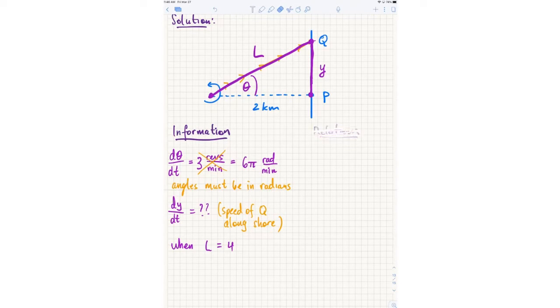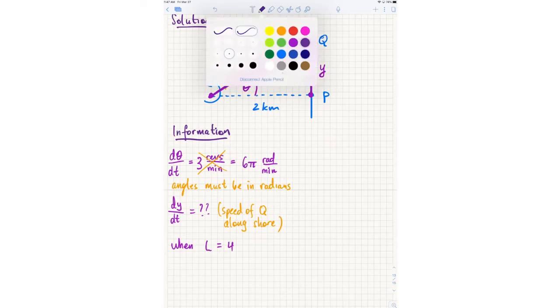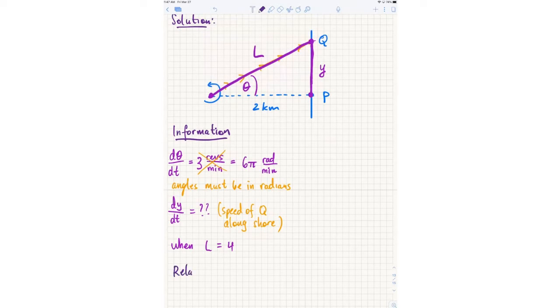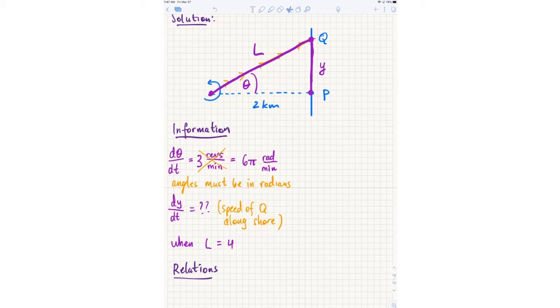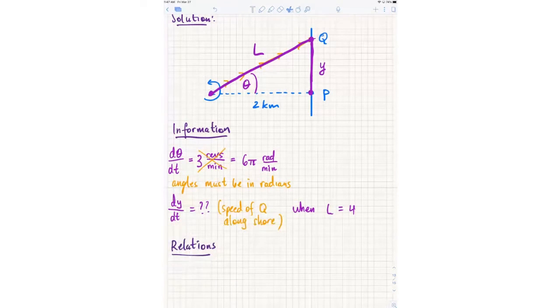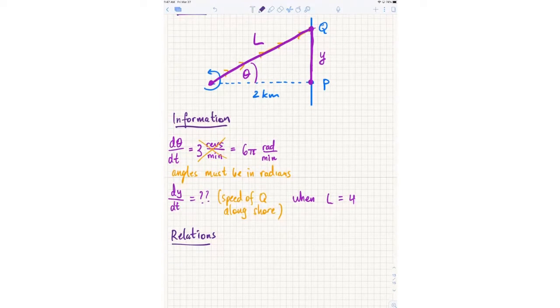Okay, so the relations, I'm not going to have enough room in that column, so I'll write the relations down below. Now we've gotten everything we can from this question. Everything is extracted. So now let's start writing equations that relate our variables.